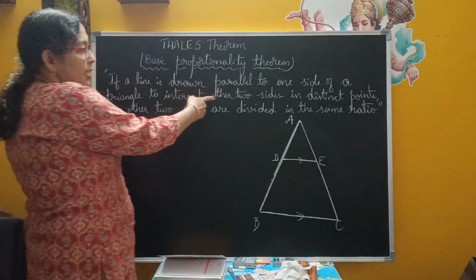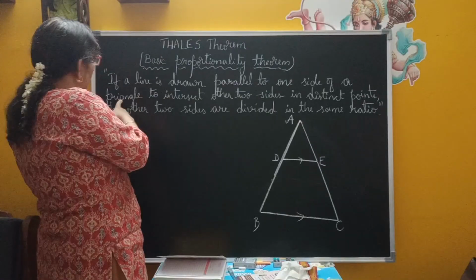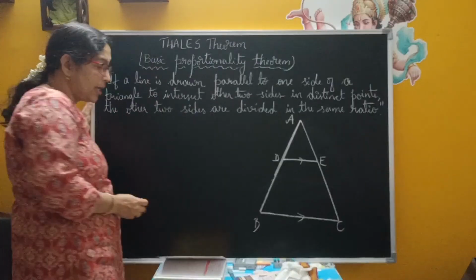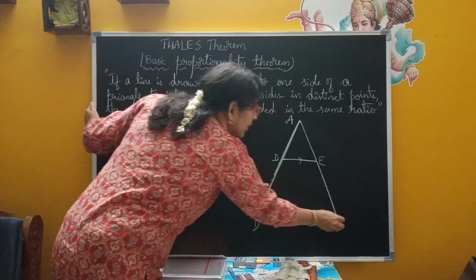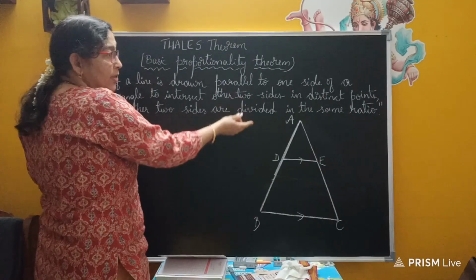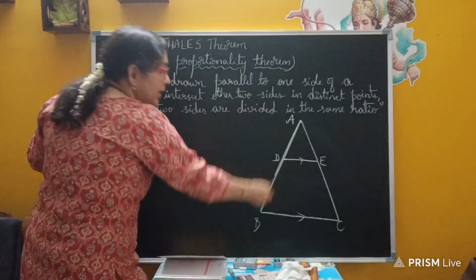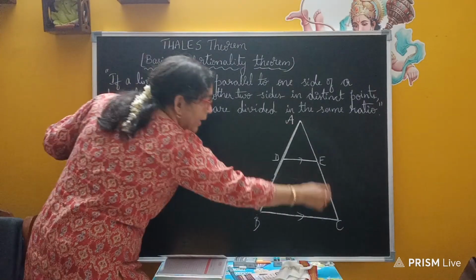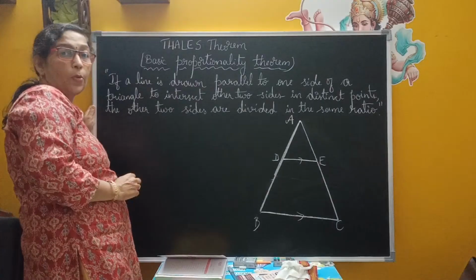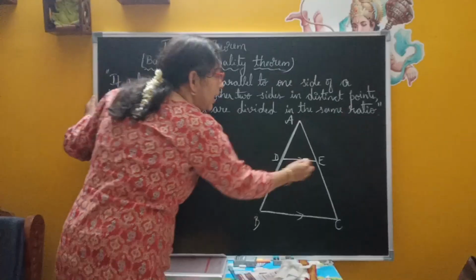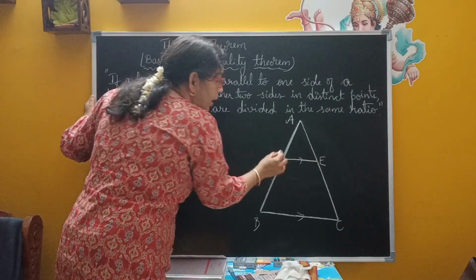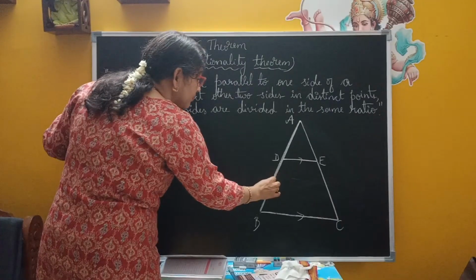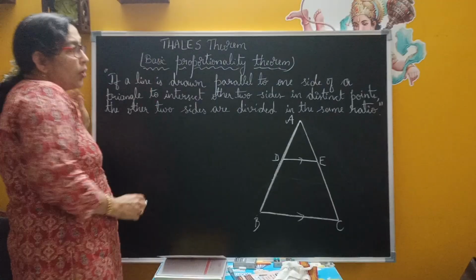Now, what is the statement? That line intersects the other two sides. Which are the other two sides of the triangle? AB and AC. This DE intersects, that means touches, these two sides AB and AC at two distinct points. Which are these two distinct points? D and E are two distinct points, two separate points. Now this is given.